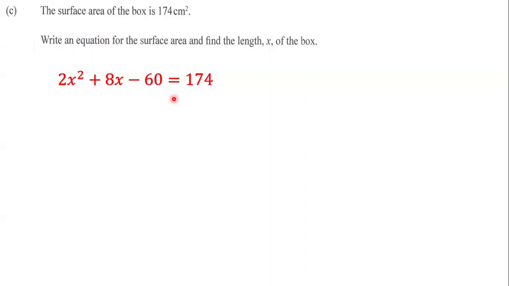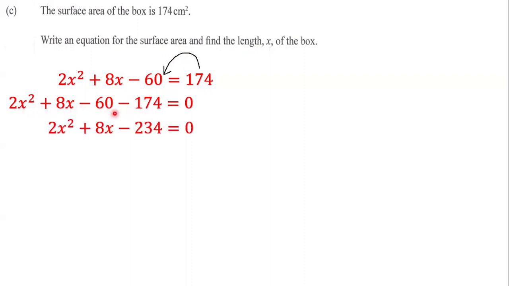What we're going to do is take 174 and send it over the equal sign. When we do that, we have a 0 here, and the positive 174 becomes a negative 174. Next, we have 2x squared plus 8x minus 60 minus 174. Negative 60 minus 174 is negative 234. And so we have 2x squared plus 8x minus 234 is equal to 0.